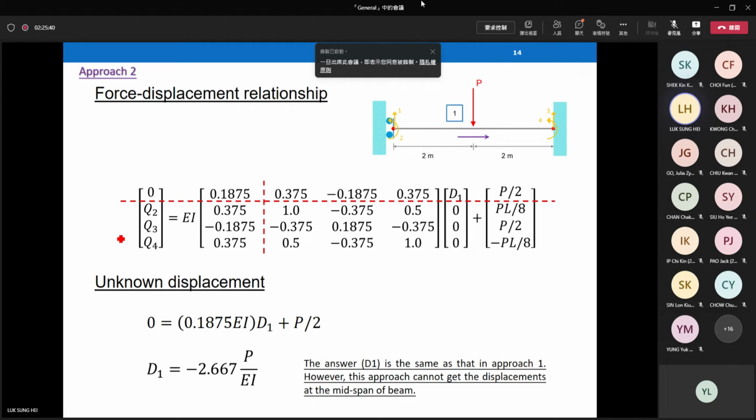Next, find the reactions. Q2, Q3, Q4. It's easy, just this number times displacement plus the fixed end force or fixed end moment. It will give you Q2, Q3, Q4. Quite easy. Then you can determine all the reactions. If you know all the reactions, here, here, here, then you can draw the shear force and moment diagrams, just like what we did before.